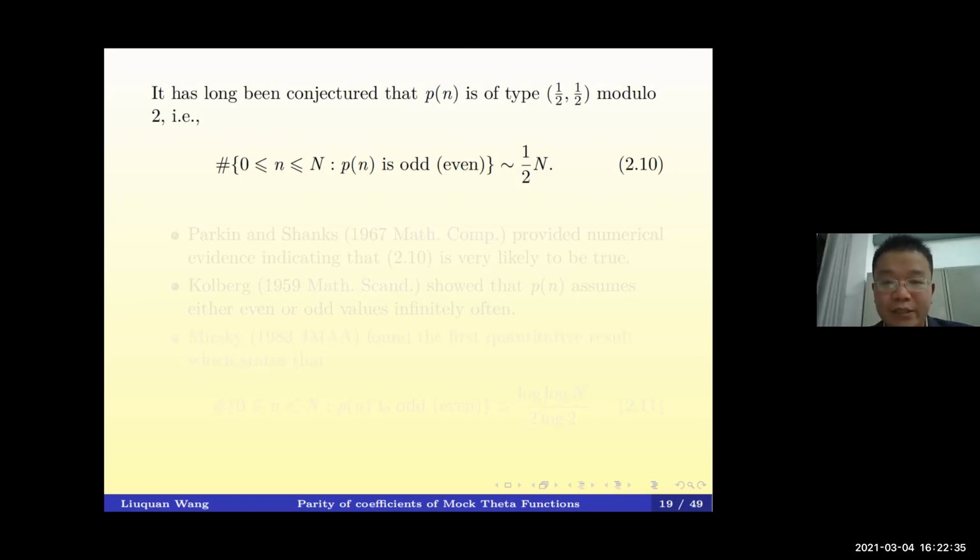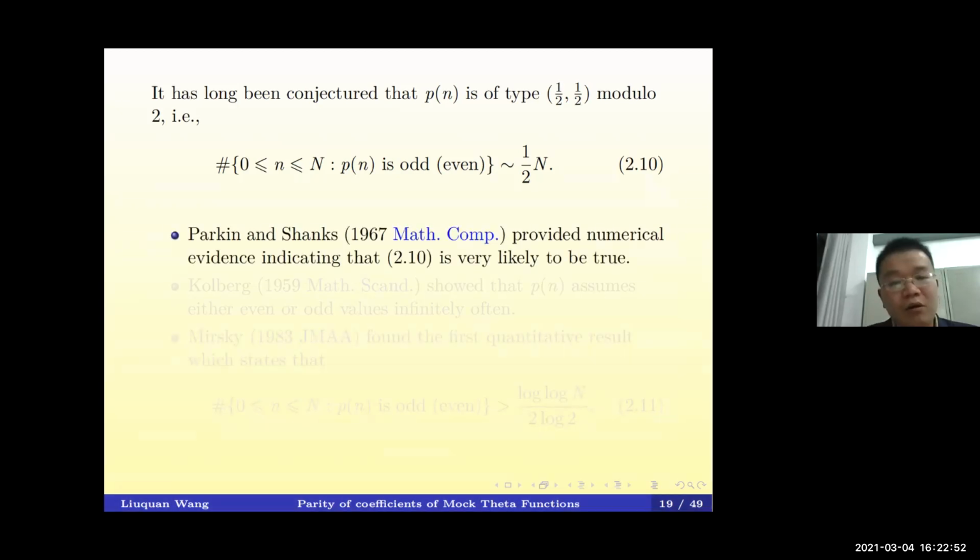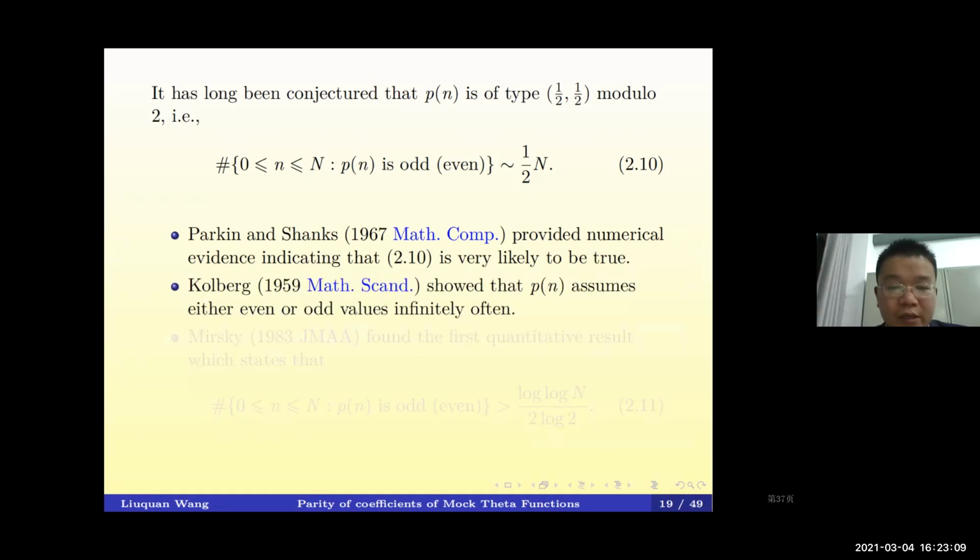So if we write it as this asymptotic formula in equation 2.10, we will see that the number of odd values of p(n) when n is less than or equal to capital N will be roughly 1/2 of N. For this conjecture, Parkin and Shanks provided numeric evidence. They have two notes of computation, which strongly supports that this conjecture is very likely to be true. And in 1959, Kolberg showed that p(n) actually assumes either even or odd values infinitely often.